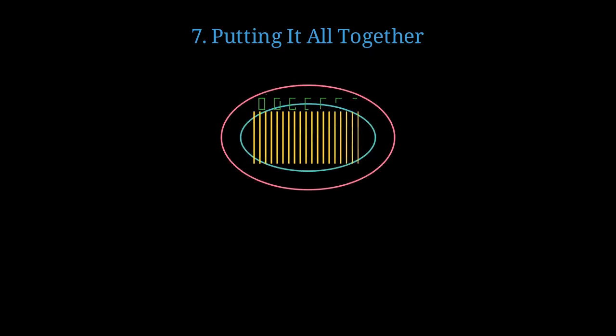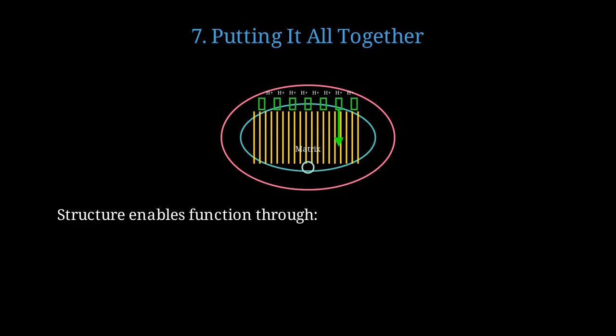Now let's see how all these structural features work together to produce ATP efficiently. The complete system shows cristae providing surface area, complexes pumping protons, and ATP synthase using the gradient to produce ATP. The mitochondrial structure enables efficient ATP production through several key mechanisms.